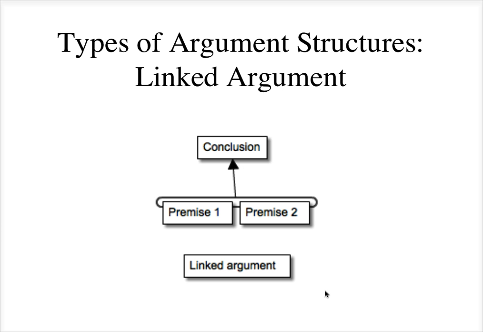The next type of argument is called a linked argument. Here, the premises work together. So there could be one, two, there could be more premises. They work together to support the conclusion. Each premise on its own would not be sufficient to support the conclusion.